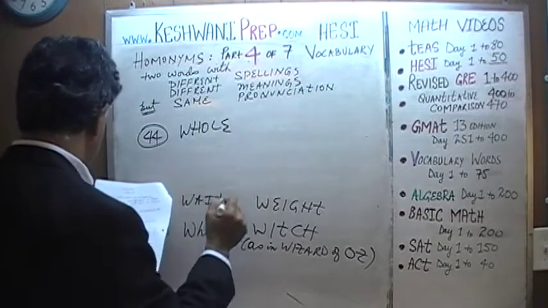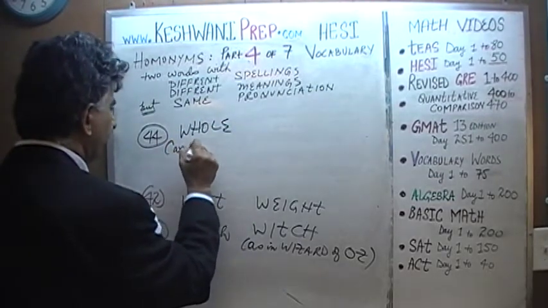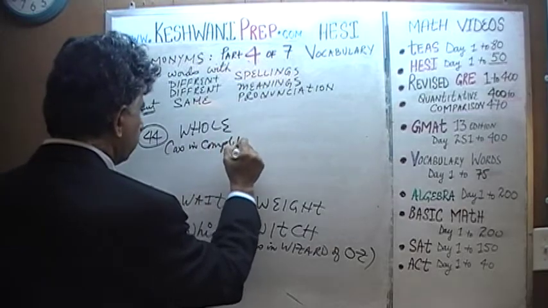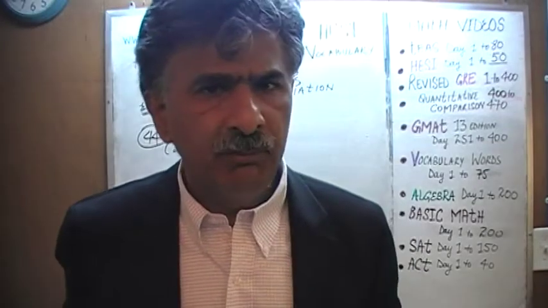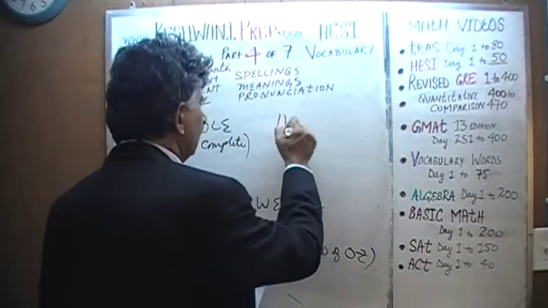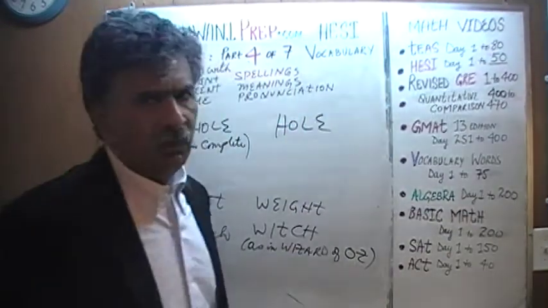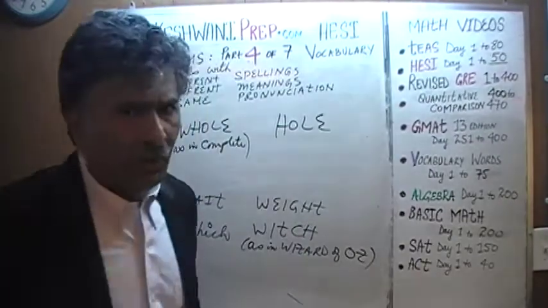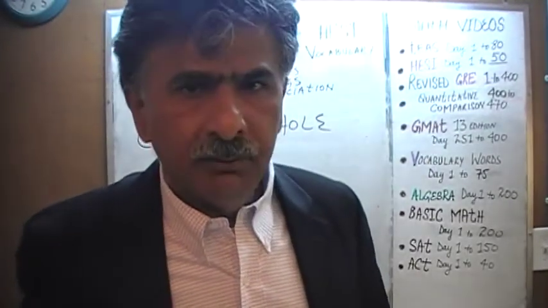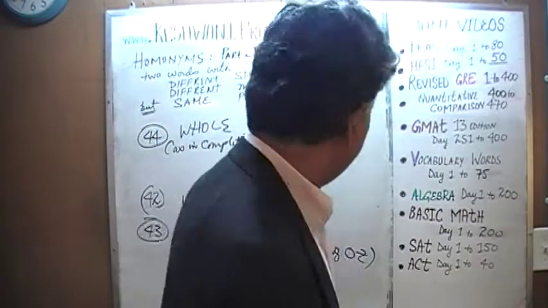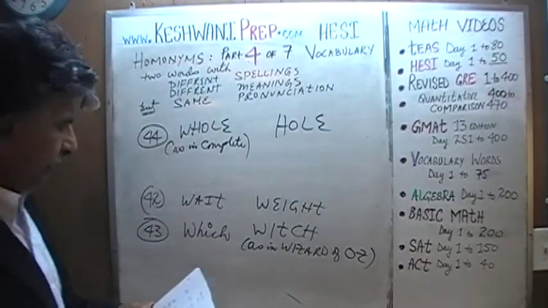44. Whole as in complete. I want to eat the whole pizza. Give me the whole pizza. Give me the whole pizzas. Don't put a hole in it. I want the whole pizza without the hole in it. Hole as in open space, you know what a hole is. I'm not going to be silly enough to repeat. Let's carry on.